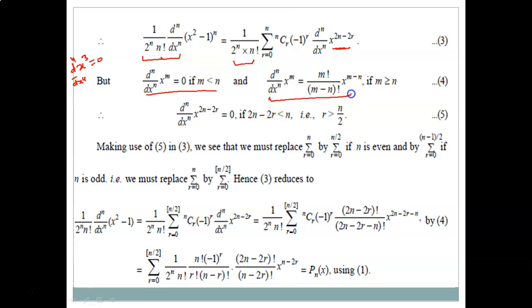You can verify this by taking the powers here, the value of m or n, but m should be chosen in such a way that it is greater than or equal to n. So this formula comes out.